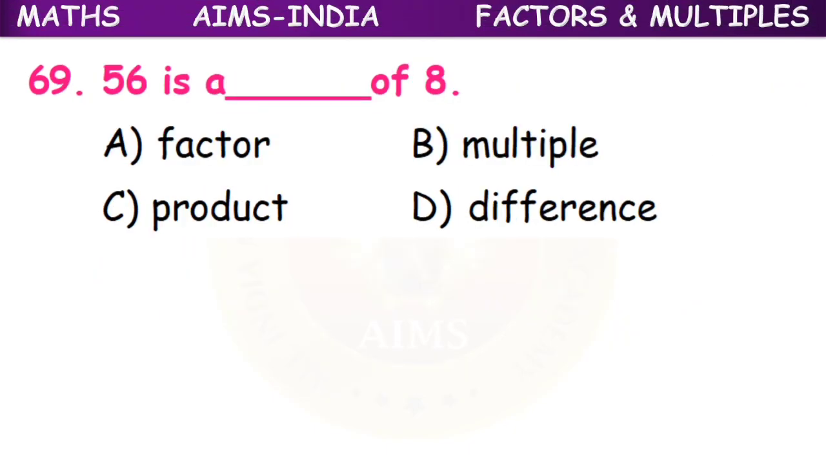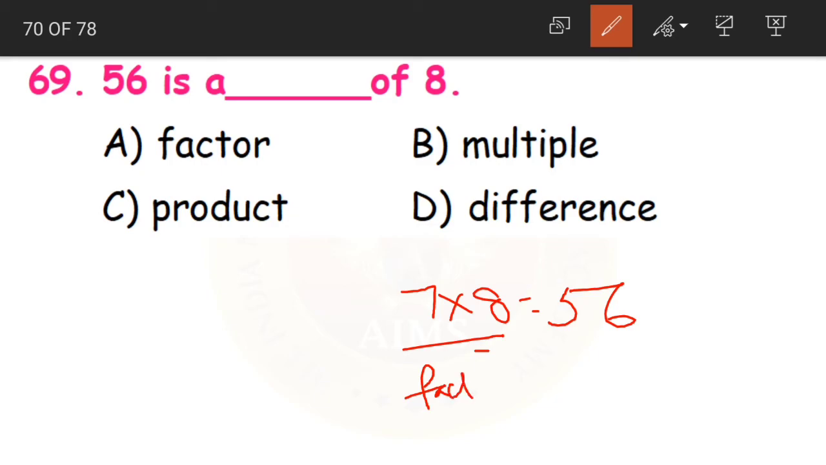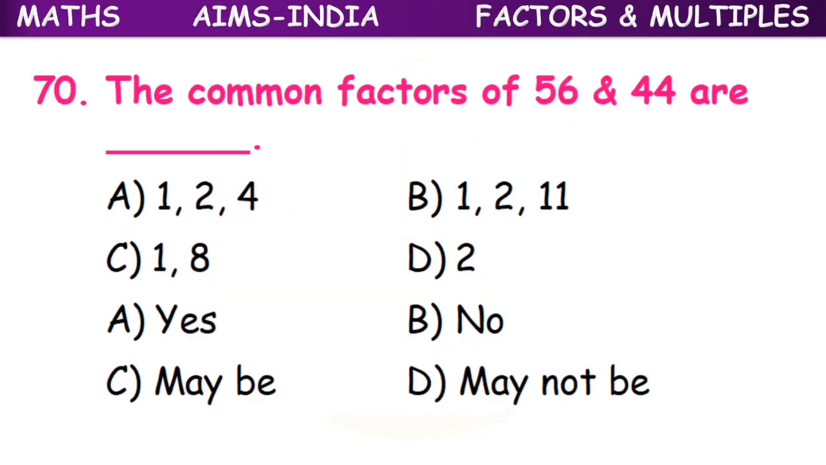Next, question 69. 56 is a dash of 8. Now we have 7 8s are 56. Now what are 7 and 8? 7 and 8 are our factors and 56 is our multiple. So 56 is what? 56 is a multiple of 8. Option B, multiple, becomes our answer.